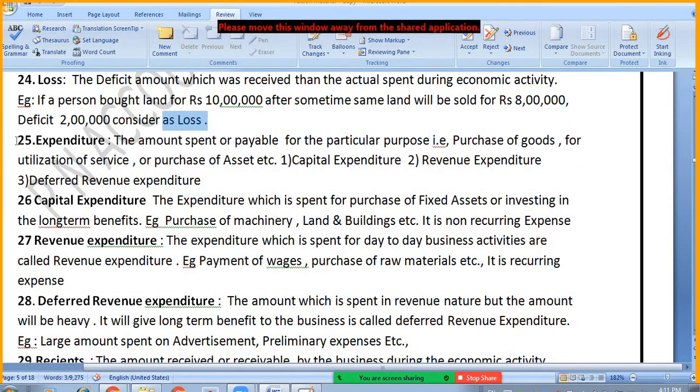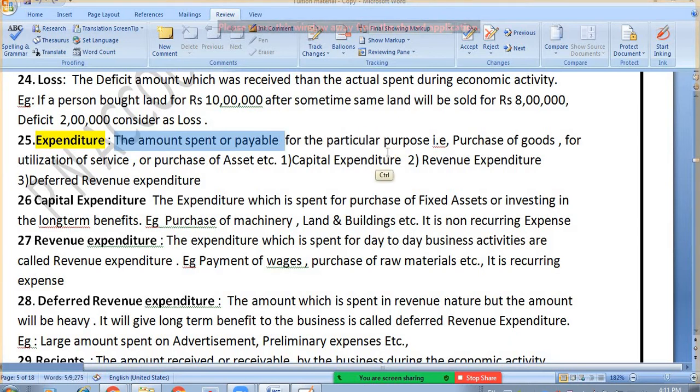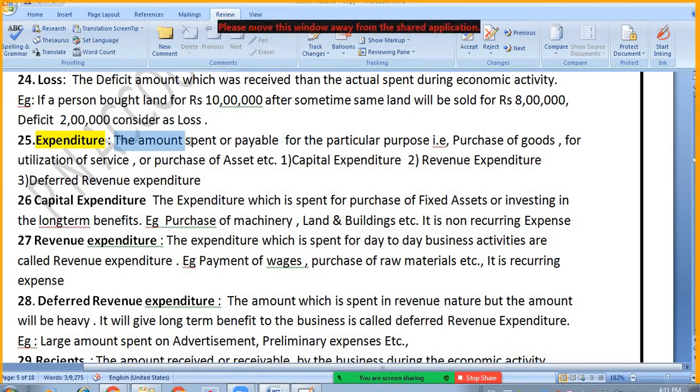Right, next one, expenditure. Here, expenditure means the amount spent or payable for a particular purpose, that is, purchase of goods, utilization of services or purchase of assets, etc. Once again, the amount spent or payable for a particular purpose, that is purchase of goods or utilization of services or purchase of assets, etc.